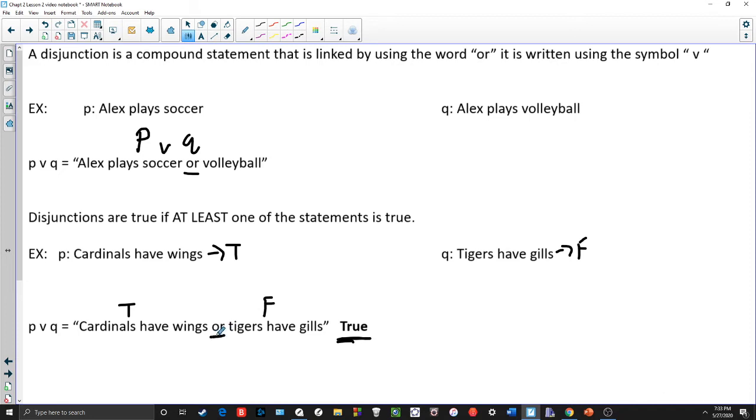But because it's a disjunction using the word or, all I need is at least one piece to be true in order for the entire thing to be true. If I said cardinals have wings and tigers have gills, then this would be a false statement because a conjunction needs both pieces to be true. So disjunction is a little bit less strict than a conjunction because, like I said, all it requires is one true piece to it.